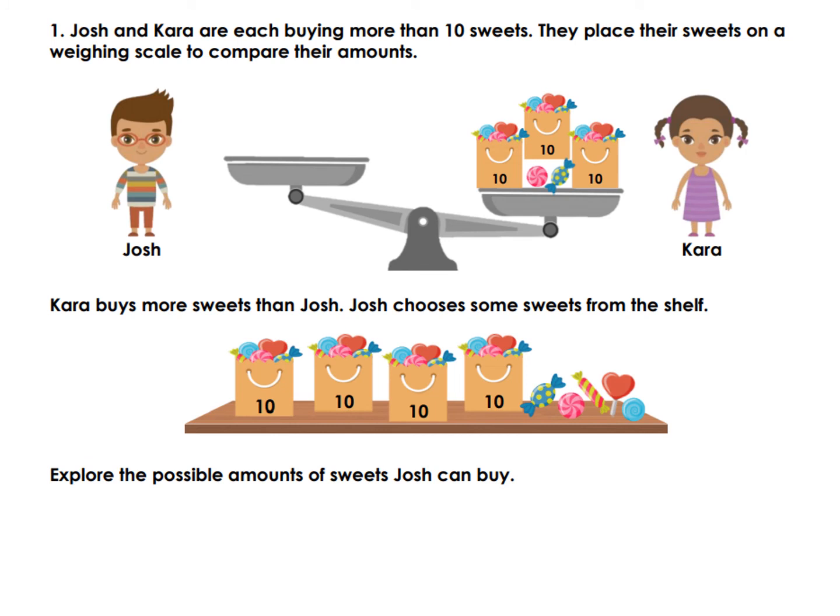Right, Josh and Cara are each buying more than 10 sweets. They place their sweets on the weighing scale to compare their amounts. Cara buys more sweets than Josh. Josh chooses some sweets from the shelf. What might he have picked? So he's going to get more than 10 but he doesn't have as many as Cara. So the first job you need to do is count how many sweets Cara has and then go from there. So I'm going to go through the answer once you've had a go. So there's lots of different possibilities for this one.